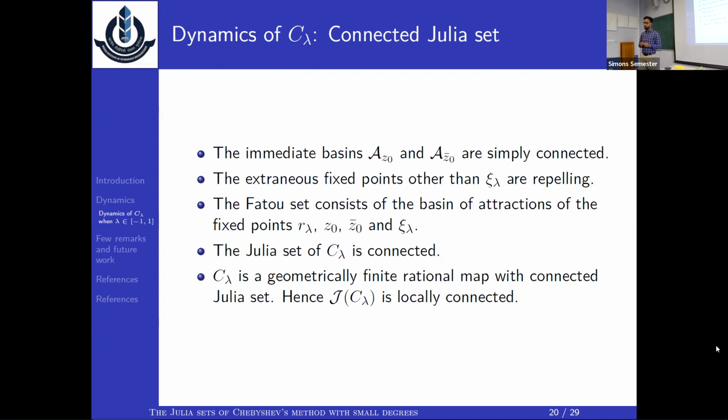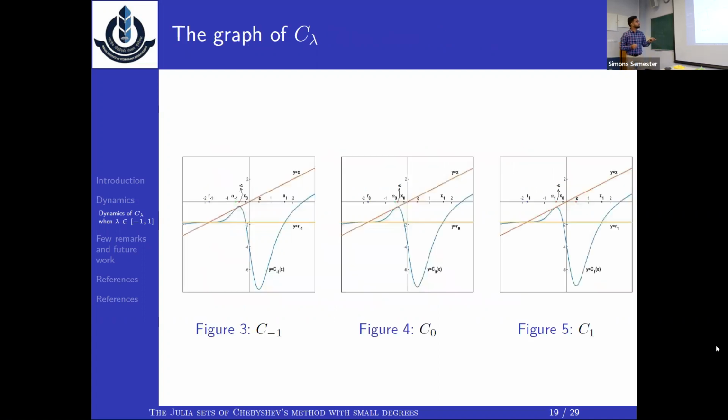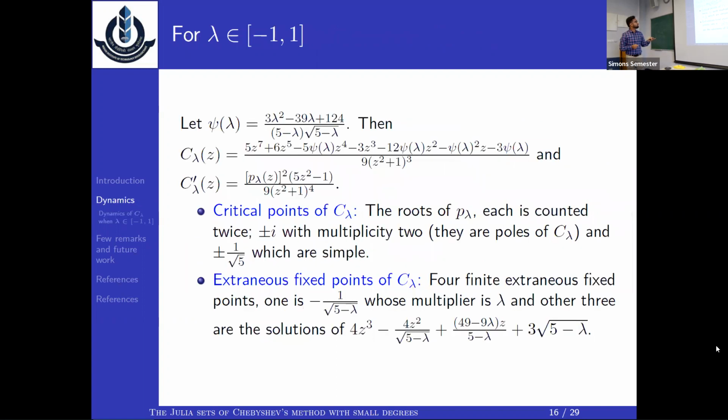So basically, we have these two free critical points whose forward orbit is to be investigated. Apart from the other critical points, the roots of P are already in the immediate basin, and the poles are on the Julia set since infinity is a repelling fixed point.